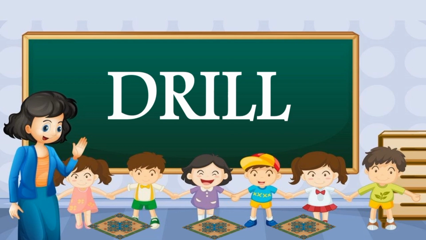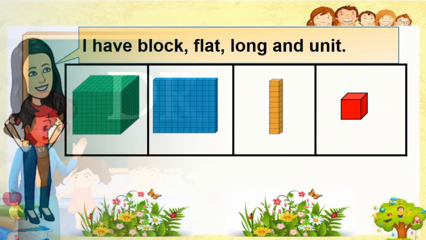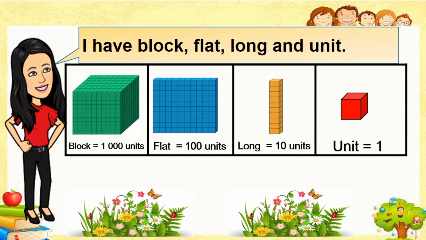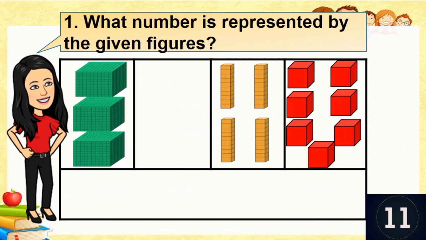I will give you 10 seconds to accomplish the activity. Are you ready? Okay. I have a block which is equal to 1,000 units, a flat which is equal to 100 units, long which is equal to 10 units, and unit which is equal to 1. My first question is, what is represented by the given figures? Timer starts now.